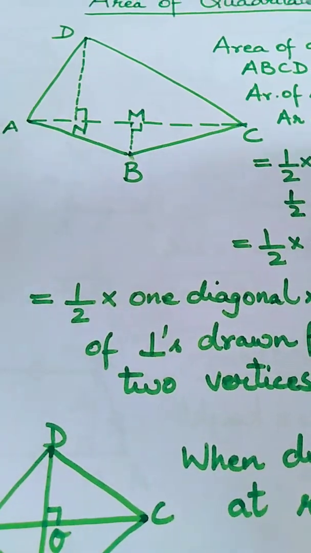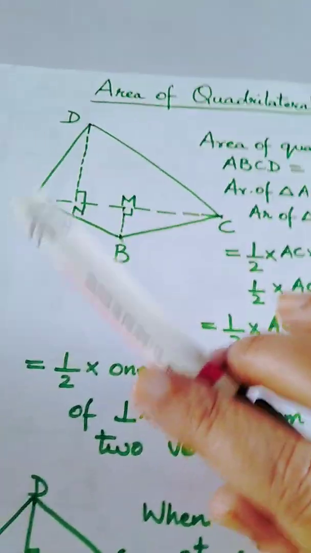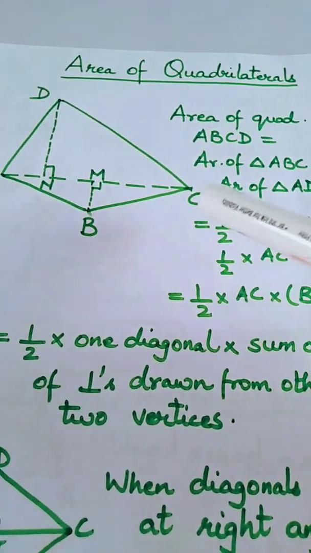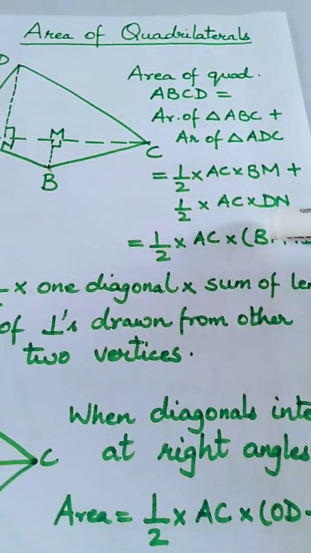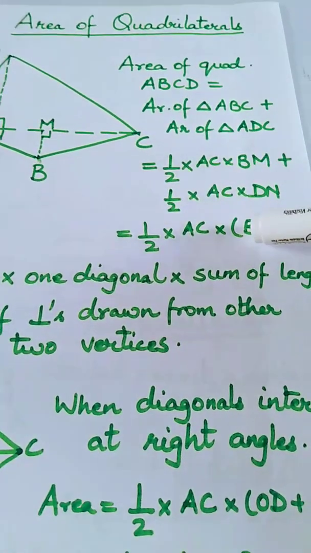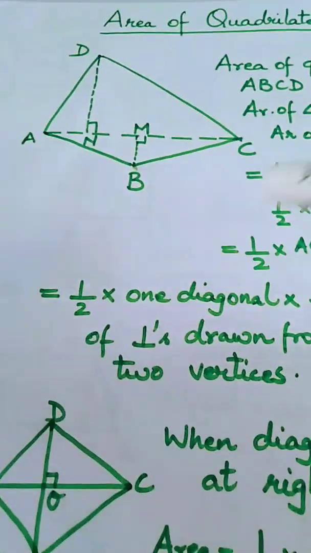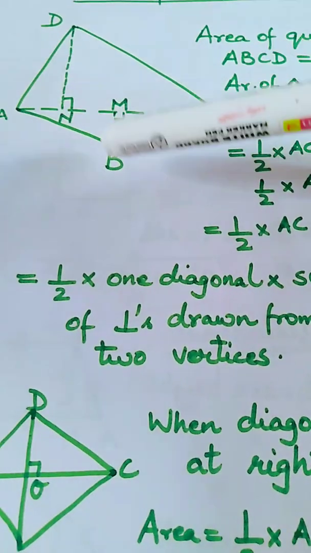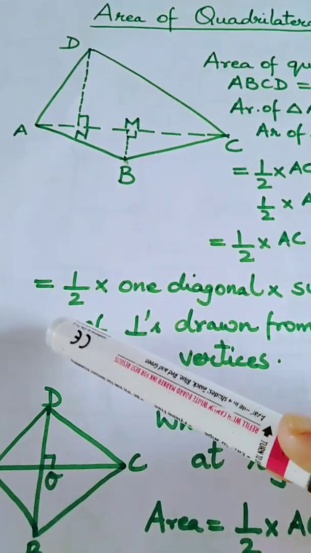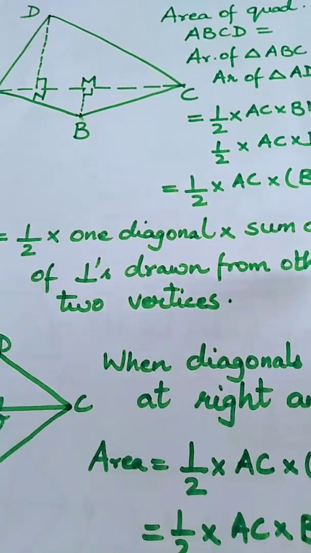of this whole quadrilateral. So we can say the area of quadrilateral ABCD is equal to the area of triangle ABC plus the area of triangle ADC. The area of triangle ABC is half into AC into BM, and the area of triangle ADC is half into AC into DN. Now if I take half into AC common, we are left with BM plus DN. We can generalize this as a formula. If one diagonal of a quadrilateral is known and the perpendiculars from the other two vertices are known, then the area of the quadrilateral is half into the product of one diagonal into the sum of the lengths of the perpendiculars drawn from the other two vertices.